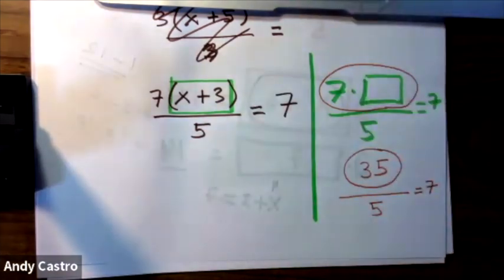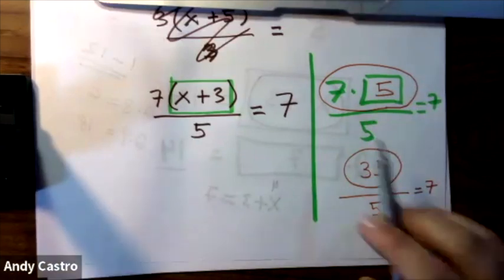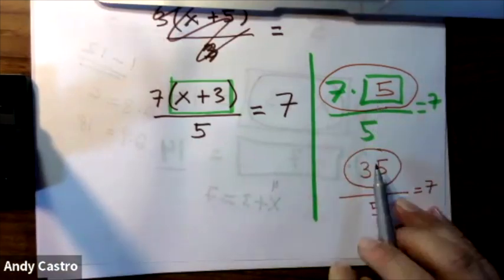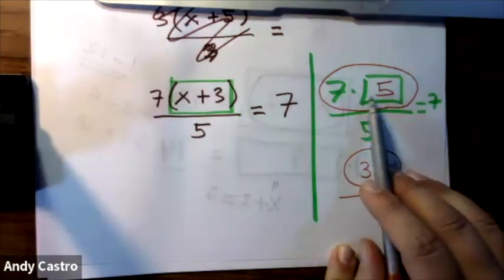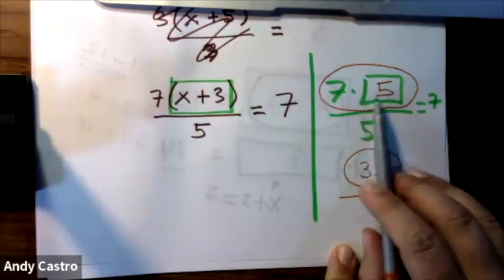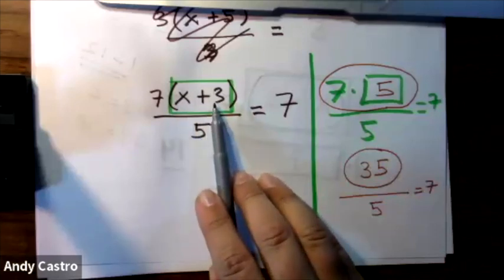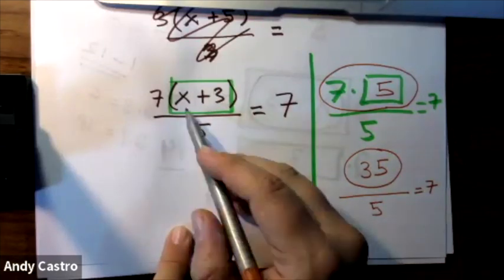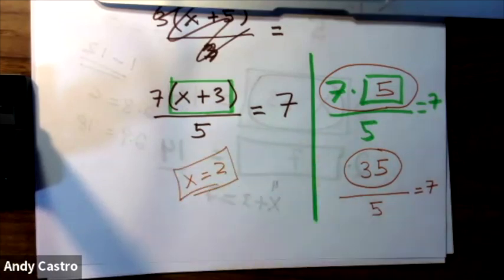Good. All right. As you identified, that is the number 5. 7 times 5 is 35, and 35 divided by 5 is 7. Good. So if this number has to be 5, this rectangle, that's what number has to be here. So x plus 3 has to be 5. That's how we know that x is equal to 2. All right, good job.